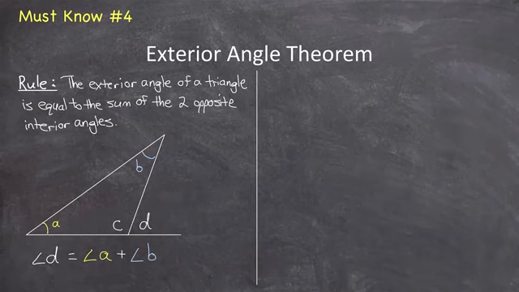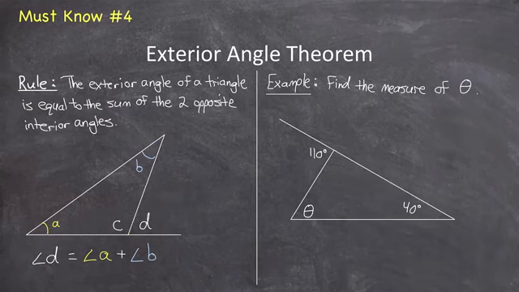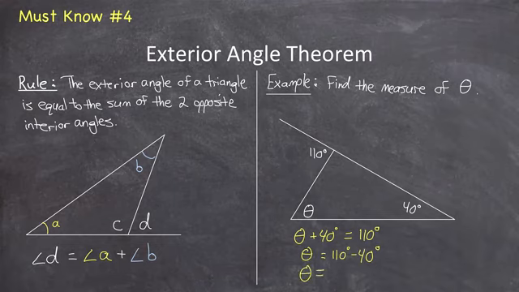Now a quick example. In this example, I have to find the measure of angle theta. Based on the exterior angle theorem, I know that this exterior angle, 110, would have to equal the sum of the two opposite interior angles. And then I can solve for theta by subtracting the 40 from 110. And that would tell me that theta equals 70 degrees.